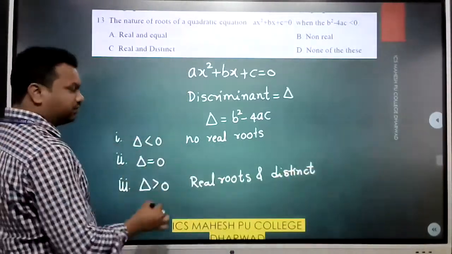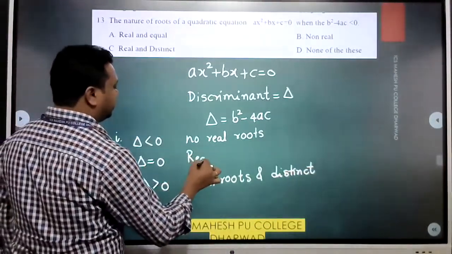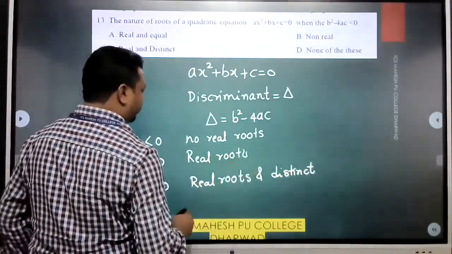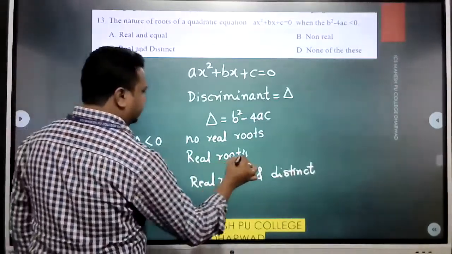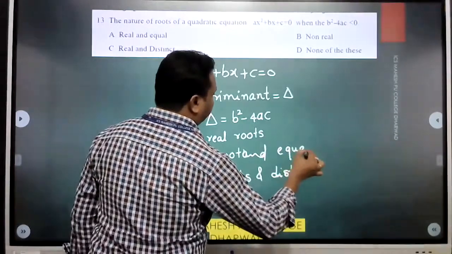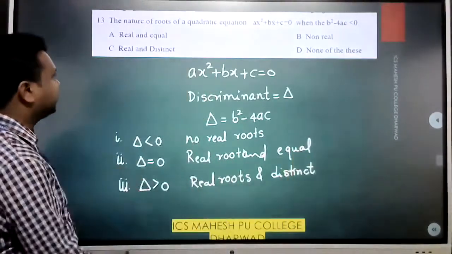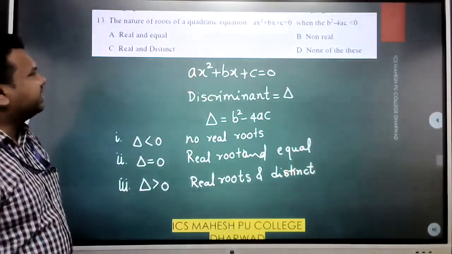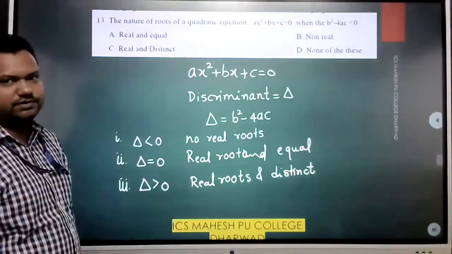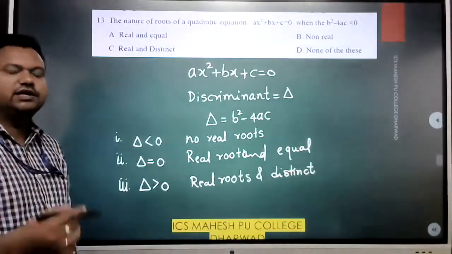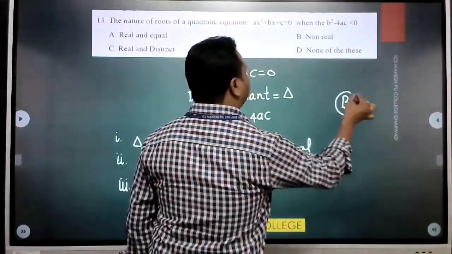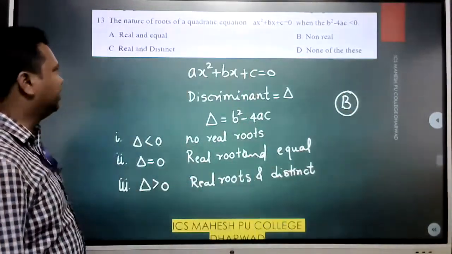If delta is equal to 0, then there exist real roots and they are equal. Right? There are 3 conditions. Now here he has given that delta is less than 0, hence non-real roots will exist. Non-real root means what? You will get imaginary roots. Hence I'll go with option B as the right answer. Non-real roots.